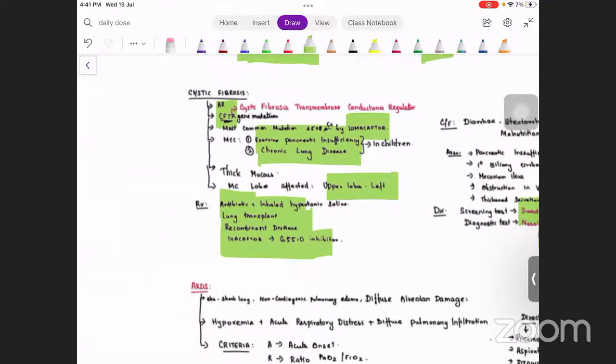Autosomal recessive, CFTR gene mutation, where the most common causes are exocrine pancreatic deficiency and chronic lung disease in children. The most common lobe affected is the upper lobe. Treatment of choice: antibiotics, lung transplant, recombinant DNase, and ivacaftor. Apart from that, the screening test is the sweat chloride test.